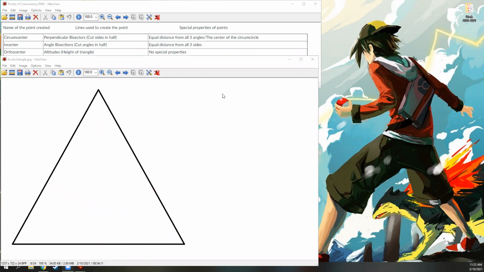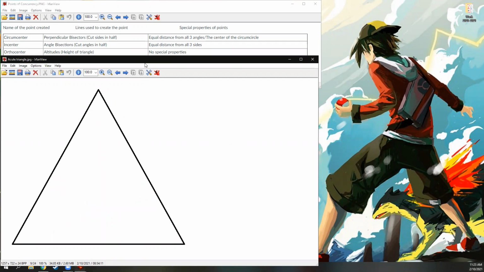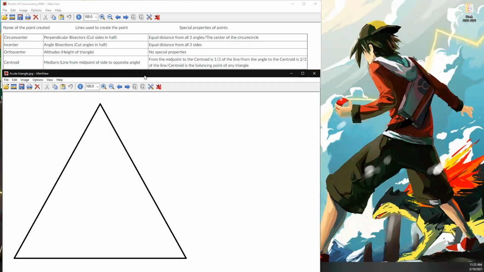But of course, the next one, centroid, is by far the most complicated. And it's got fractions, which is everyone's favorite. But I will help you with that too.